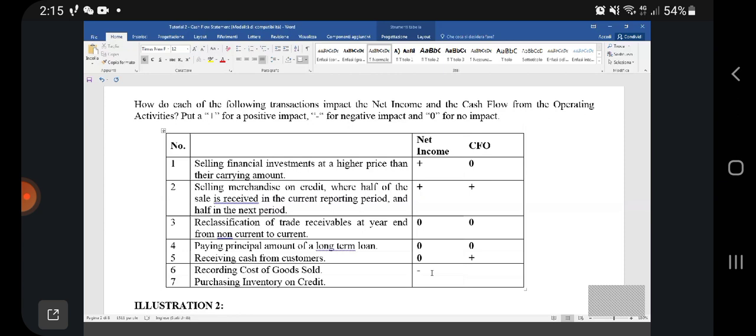Just think about this one. So just recording cost of goods sold. From the accounting point of view, the accounting entry will be debiting the cost of goods sold and crediting the inventory account. So then we have only one expenditure account goes up. This makes a negative impact on net income. What about cash flows from operations? Any cash involved there? Zero. Not yet. Okay. Purchasing inventory on credit. Any impact on net income? Zero. Yes.